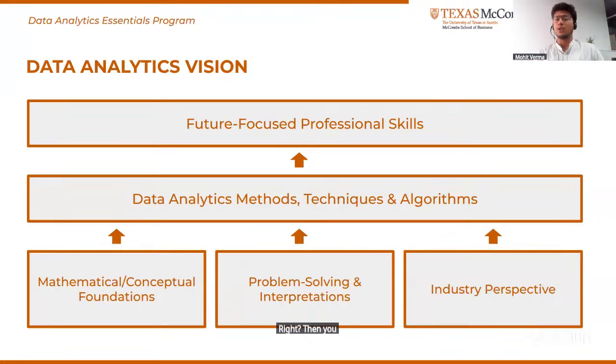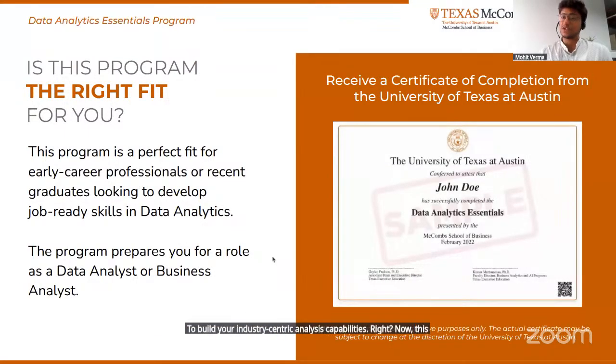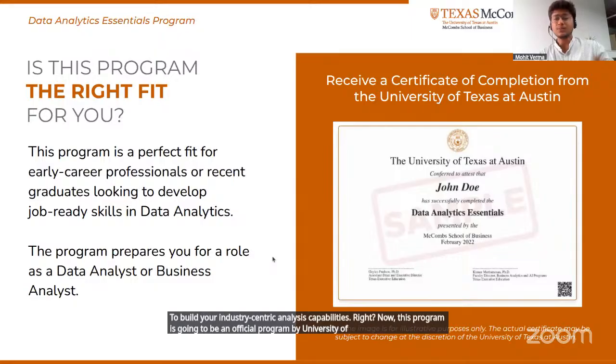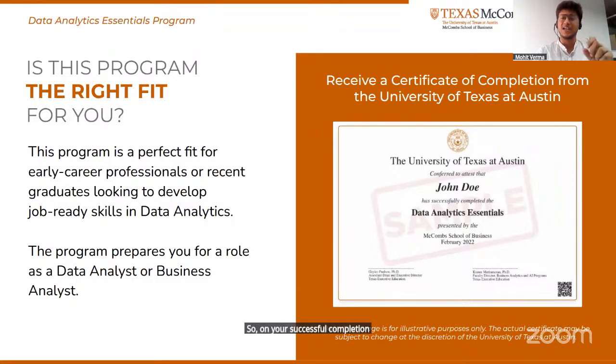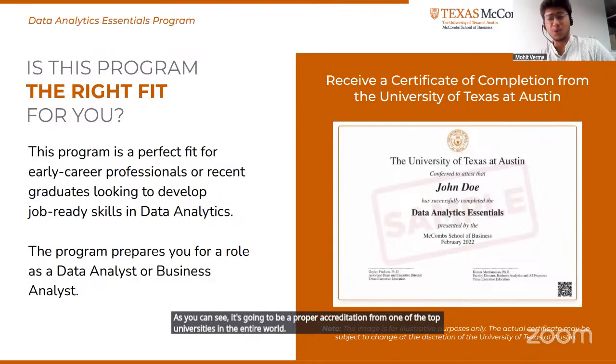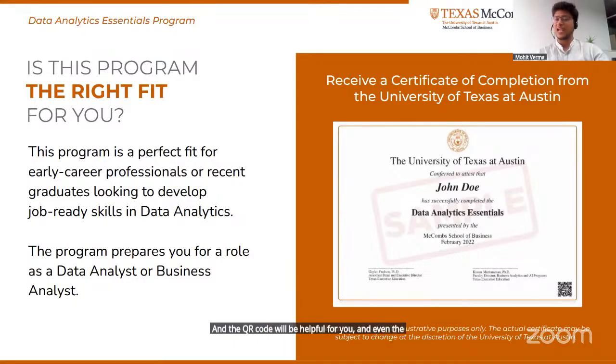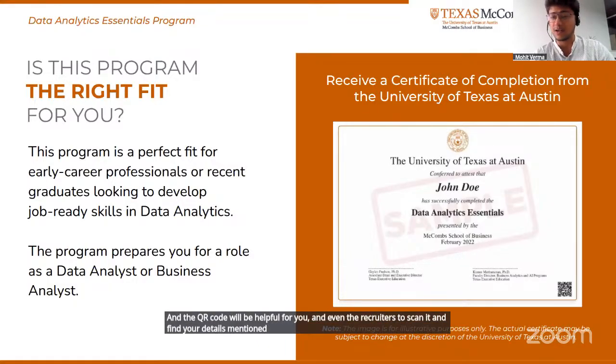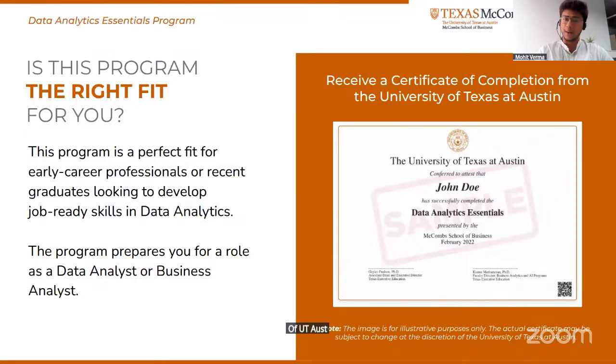Then you take up all these learnings in the program. You inculcate the analytics algorithms, the knowledge of statistics, as well as the tools and techniques to build your industry-centric analysis capabilities, right? Now, this program is going to be an official program by the University of Texas at Austin. So on your successful completion, you are looking at a certificate of completion directly from the University of Texas at Austin. As you can see, it's going to be a proper accreditation from one of the top universities in the entire world. And the QR code will be helpful for you and even the recruiters to scan it and find your details mentioned as an enrolled learner of UT Austin in one of its programs, right?